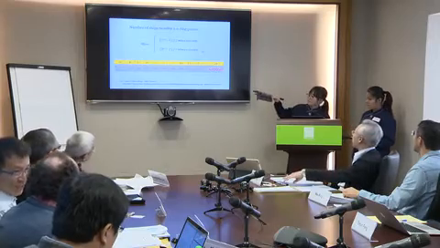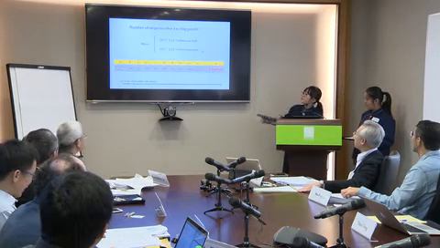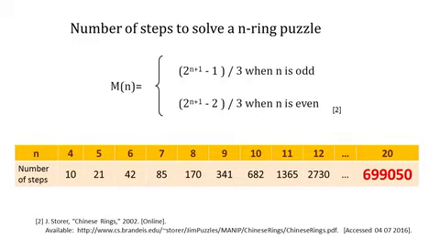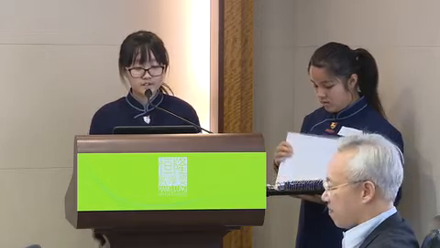We may see that if there is a 20-ring Chinese ring, the total number of steps that we need to take off the rings will be this number. It is a very large number. So we may think that a lot of people will find it difficult to play the Chinese ring. So we have the first idea.